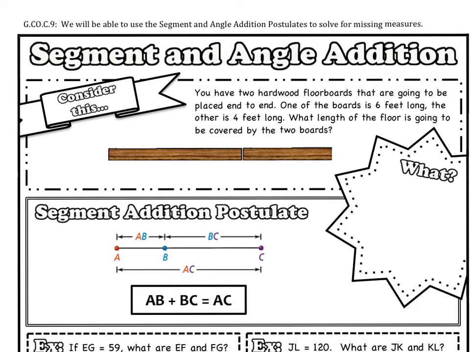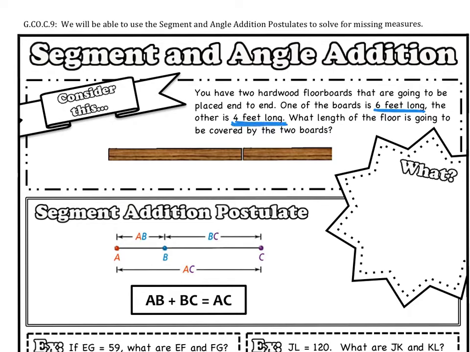We're going to be working today with what is called segment and angle addition. First thing we're going to start with is our "consider this" question up at the top here. It says you have two hardwood floorboards that are going to be placed end to end. One of the boards is 6 feet long. The other board is 4 feet long.